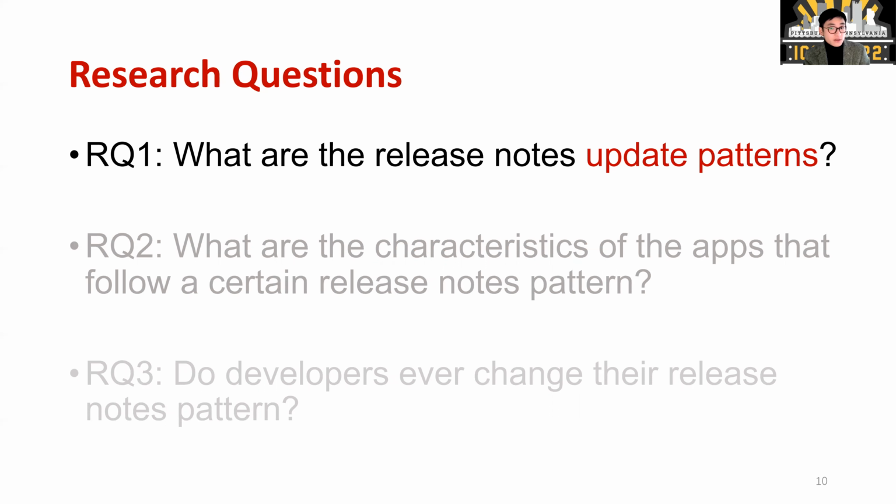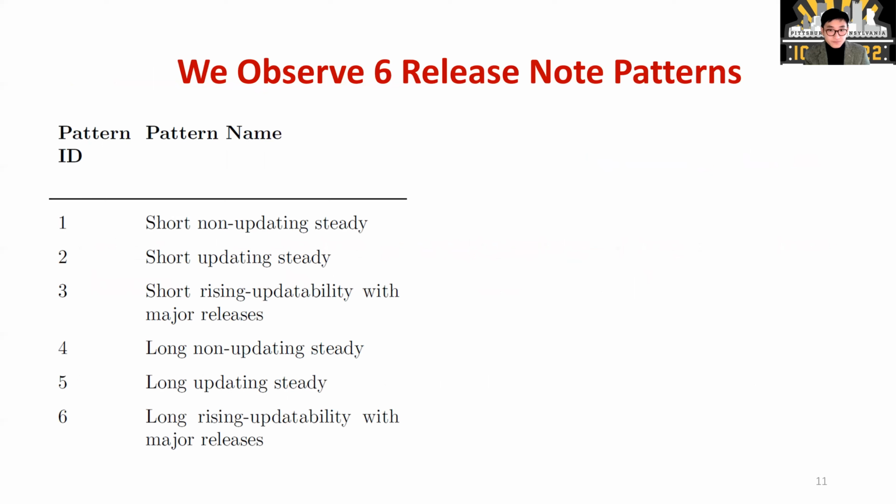So to answer our first research question, we first have to measure some features from release notes to use them and find patterns. We first measure the updatability of every release note, for which we use cosine similarity from every release note to all of its prior release note successors. We then measure how much content the release note contains by the string length of a release note. At the end of that, we find 6 different release note patterns based on those features, which we use as string length of release note and cosine similarity.